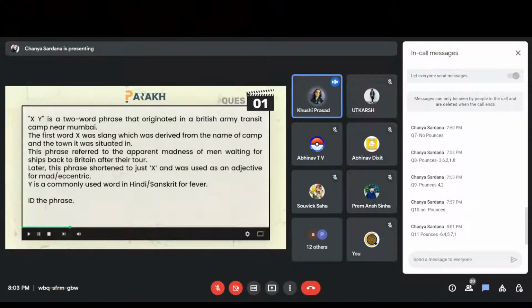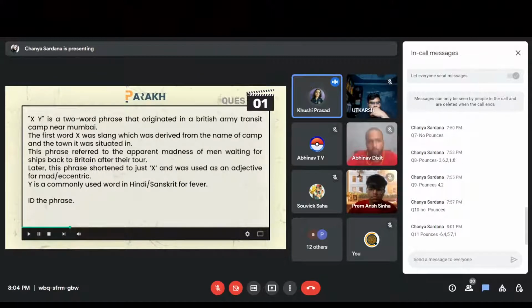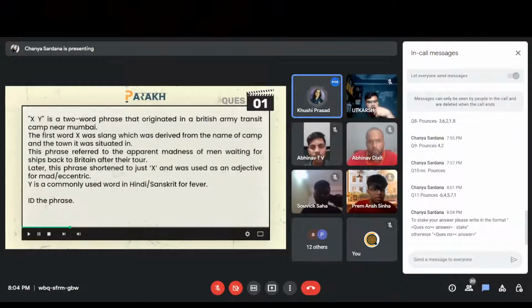XY is a two-word phrase that originated in a British Army transit camp near Mumbai. The first word X was slang which was derived from the name of the camp and the town it was situated in. This phrase referred to the apparent madness of men waiting for ships back to Britain after their tour. Later, this phrase shortened to just X and was used as an adjective for mad or eccentric. Y is a commonly used word in Hindi or Sanskrit for fever. Identify the phrase.